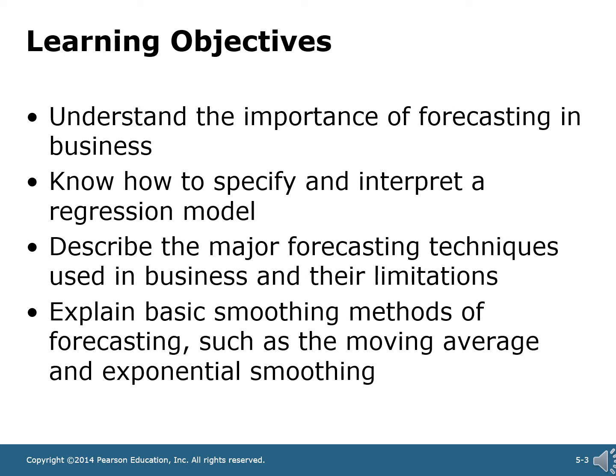Now, this chapter will definitely take some reading on your own through the textbook, but by the end of it, we should be able to understand the importance of forecasting for businesses and making decisions in businesses. We should know how to specify and interpret a regression model, so you choose what should be in there, and then what do the results actually tell you. We should describe the major forecasting techniques, so know what they are, and what their limitations are, so we know when to use them. And finally, we should be able to explain basic smoothing methods of forecasting, like moving average and exponential smoothing.